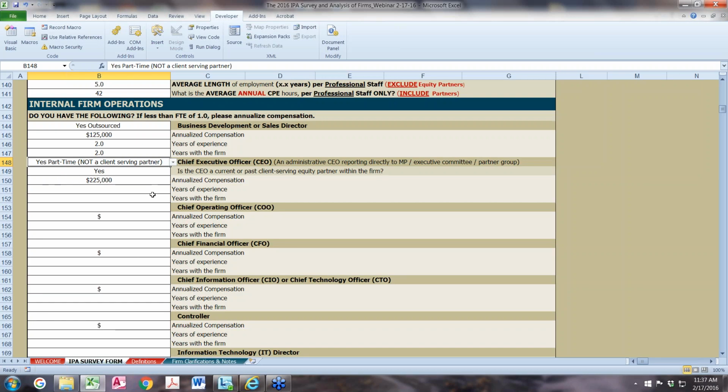On the Chief Executive Officer, row 148, the CEO position is not the managing partner role. What we're looking for is a professional administrative executive brought in to run the firm so that the partners can focus on client activities. So please indicate there specifically that we're looking for an administrative CEO who reports to the managing partner and not the managing partner himself.